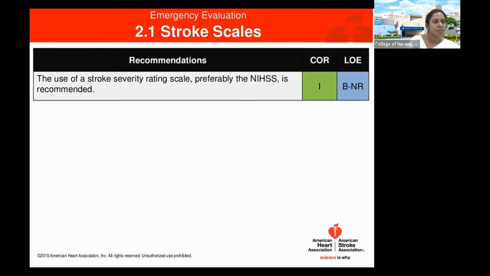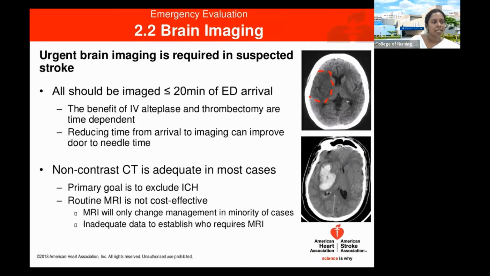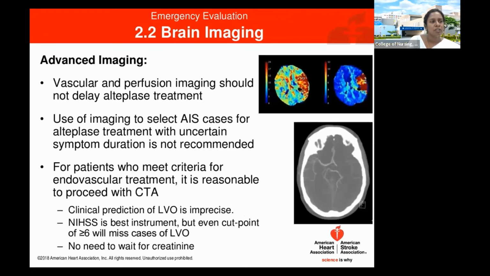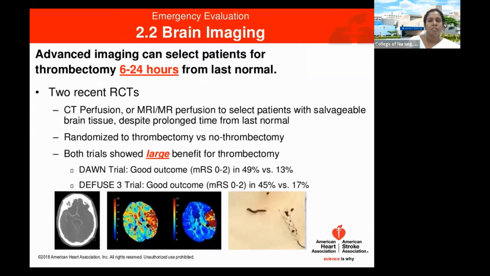So stroke scale, NIHSS is preferable. It has class 1 evidence. Brain imaging, it is only non-contrast CT. Do not delay RTPA treatment thinking you can do advanced imaging. Vascular and perfusion imaging should not delay alteplase treatment. If you want to do advanced imaging, it has to be after 6 hours from last known normal. Before that 6 hours, we have to only concentrate on thrombolysis.